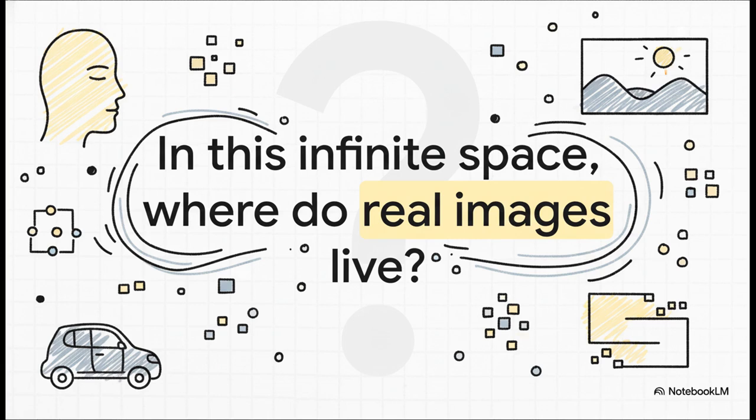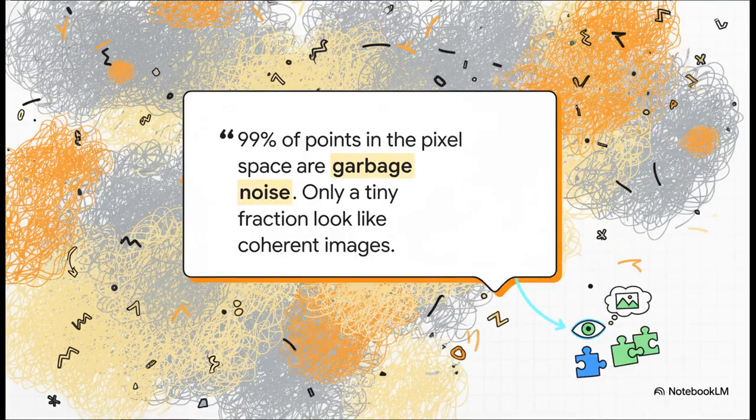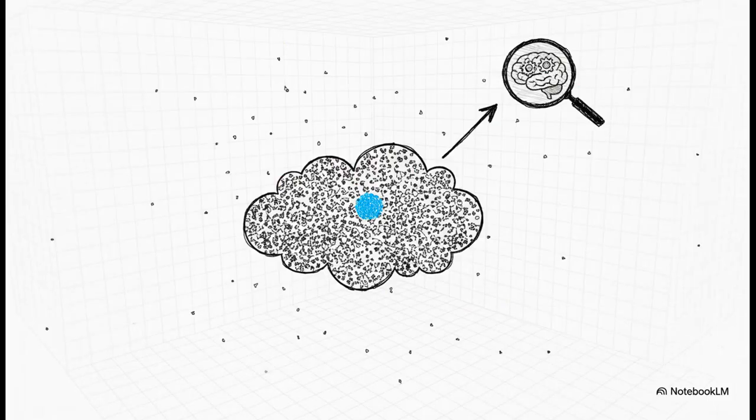In this nearly infinite space of every pixel combination you can imagine, where do the images that actually look like something, a face, a car, a landscape, where do they actually live? Well, the answer is kind of mind-blowing. The vast, vast majority of that pixel space is just garbage. It's random pixels that look like TV static. The points that represent things we would actually recognize as an image are all clustered together in one tiny, specific little neighborhood inside that endless space. And that small, concentrated cloud of real images, that's the treasure map.